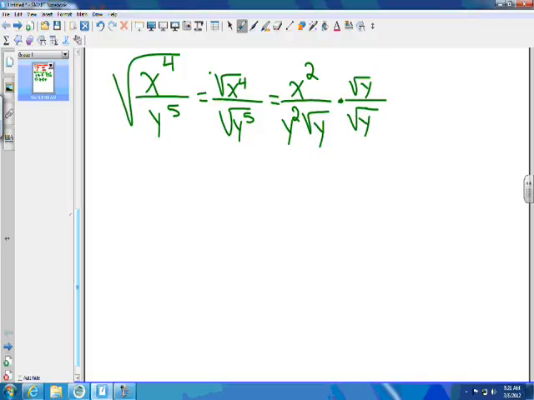So on top then, how are we going to combine those? You can't actually multiply them. You just write x squared times square root y. You can't combine them. You just put them side by side. Means you're multiplying them.